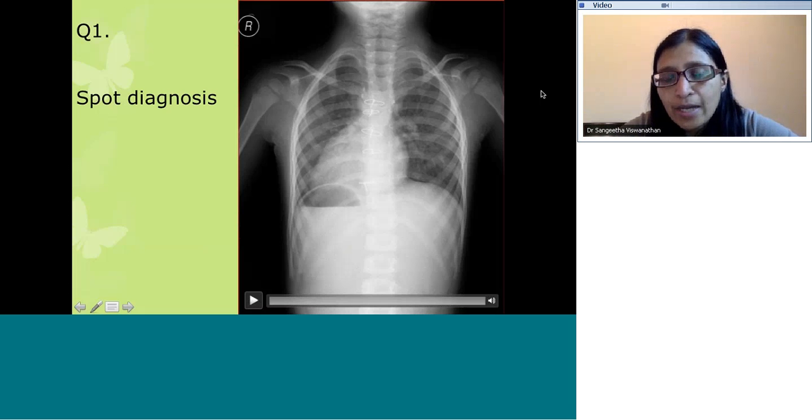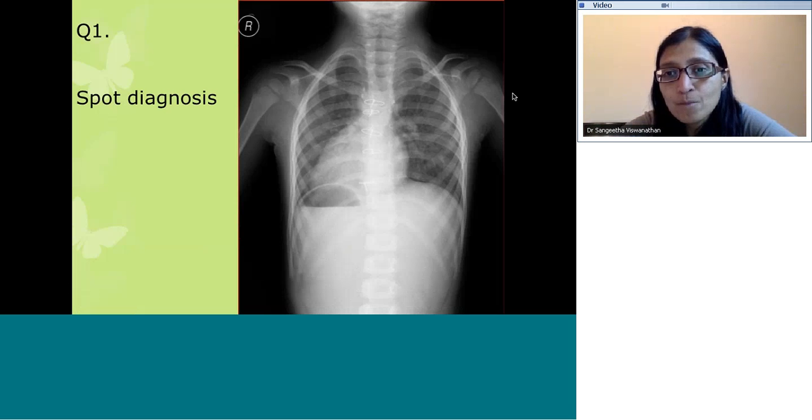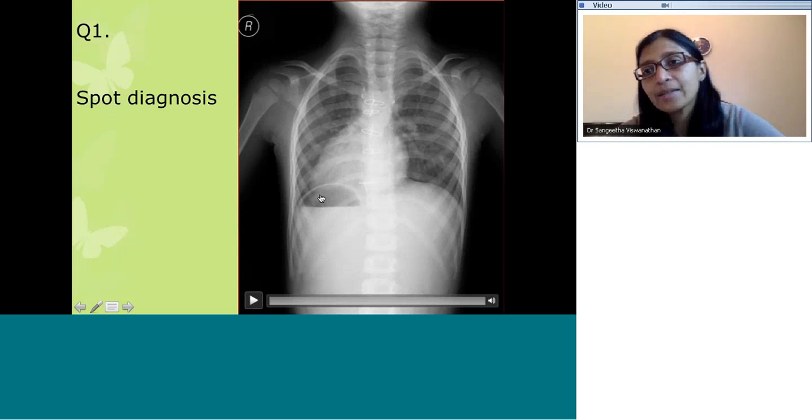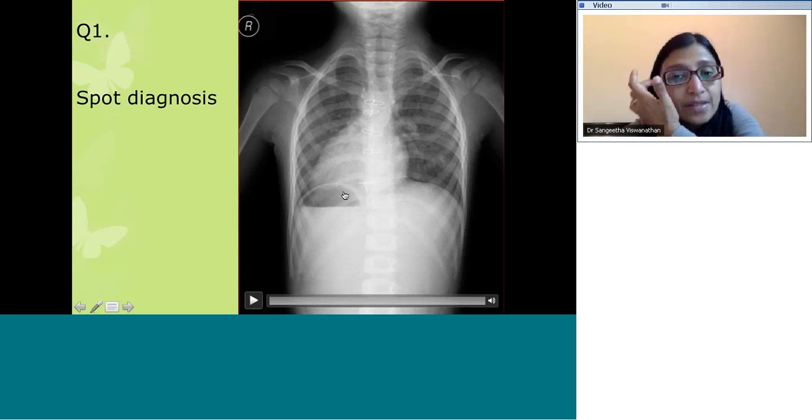So what is the spot diagnosis in this patient? Okay, so this is a patient with situs inversus and dextrocardia. As you can see, the heart is on the right side of the chest. The chest X-ray is labeled to indicate that this is the right, and the apex is also pointing to the right. The stomach bubble is quite clearly seen in this X-ray and is also to the right, indicating that it is not just dextrocardia, but situs inversus as well.